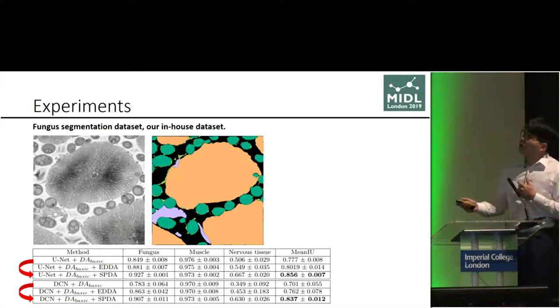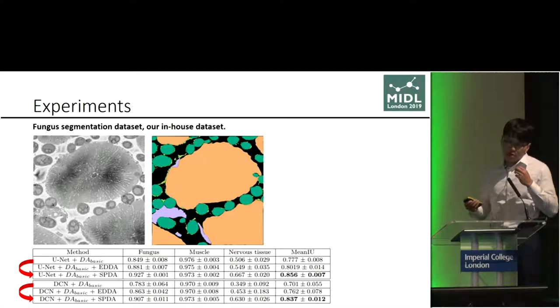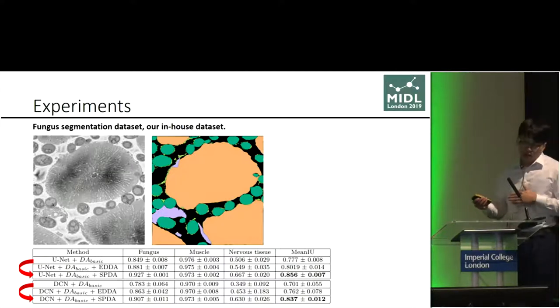And actually, let me talk a little more about this. The fungus is the green color one in the annotation. This big chunk of thing is a muscle. And the blue or purplish color is the nervous tissue, which usually appears between the fungus and the fungus, or between fungus and muscles. There are also some small green things, which are another class. Because it has a very small number of pixels, in this experiment we didn't use this class and just treated it as background or anything else.